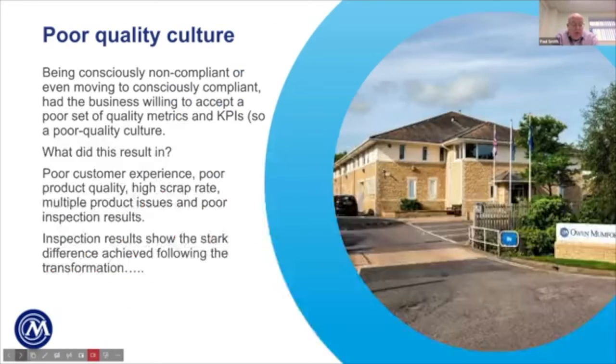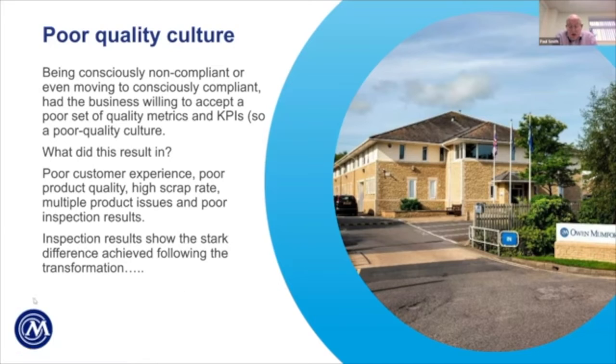So the products we made and released were safe and effective, but we had a poor customer experience, poor product quality, high scrap rate, multiple product issues, poor inspection. And back to what Jamie was presenting, and that cost of quality iceberg, many of those aspects we were seeing day to day. And one of the triggers for it was when we look at the overall picture, and particularly when we were due an inspection from the FDA, which really triggered a deep, hard look at ourselves.